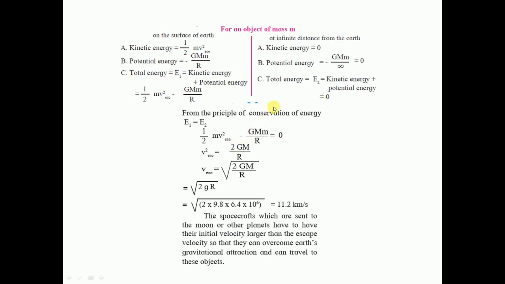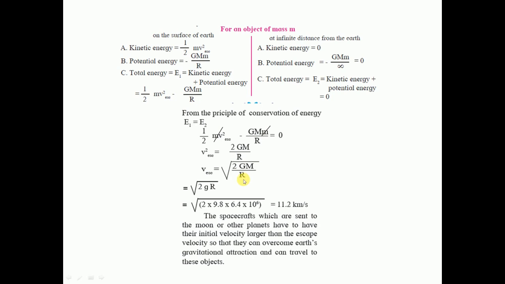This minus will come over here as plus, and 2 will get multiplied here, that is 2GMm upon r, and next the m will get common, or you can say cancelled. So we are left with half v square equals GM upon r. So v square is equal to 2GM upon r. Then taking the square root, we get v equals square root of 2GM upon r.